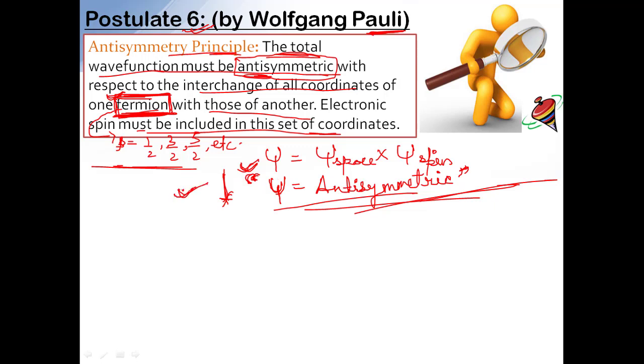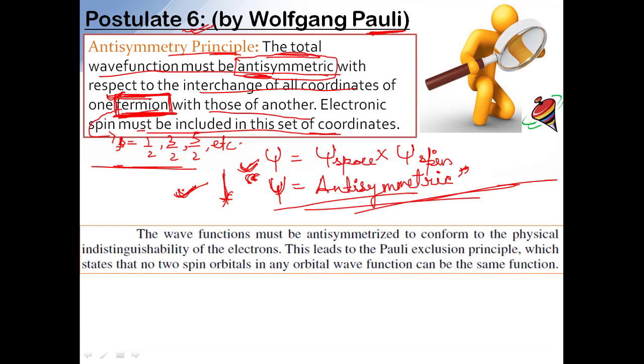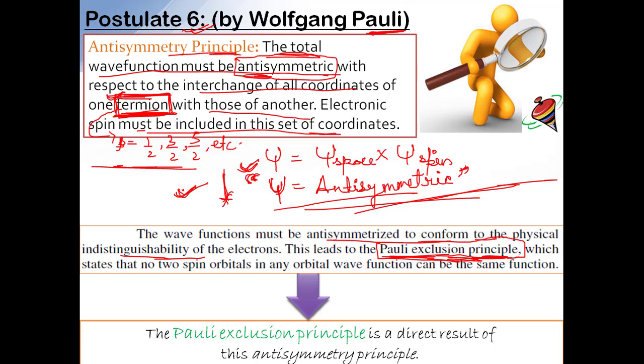How can I explain this? First, read this. The wave function must be antisymmetrized to conform to the physical indistinguishability of the electrons. This leads to Pauli's exclusion principle. So I can explain this postulate by Pauli's exclusion principle. I hope you have all studied Pauli's exclusion principle in semester 1. What it tells is that no two electrons will have the same quantum numbers. They have different spins also. So that is Pauli's exclusion principle, which is a direct result of the antisymmetry principle. From the antisymmetry principle, Pauli's exclusion principle originated.